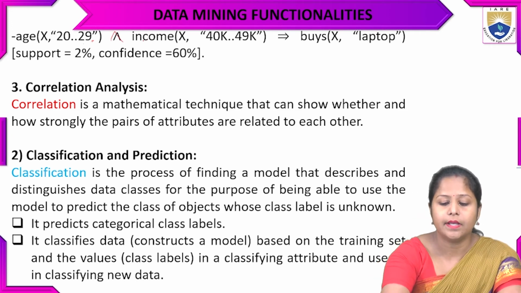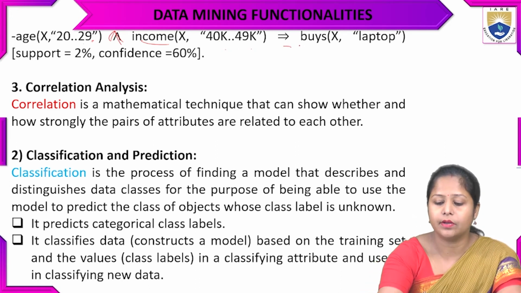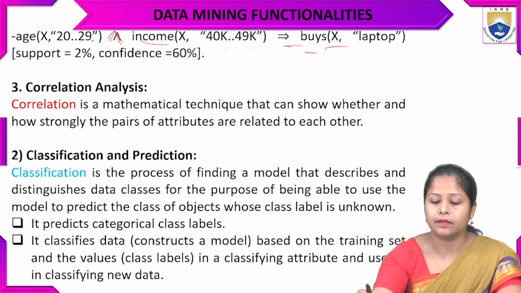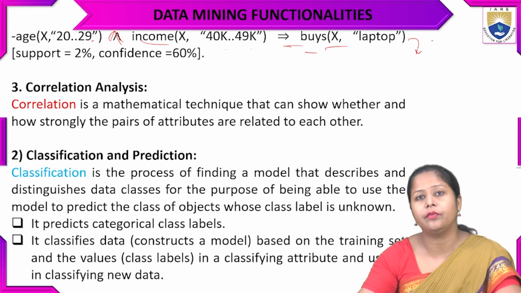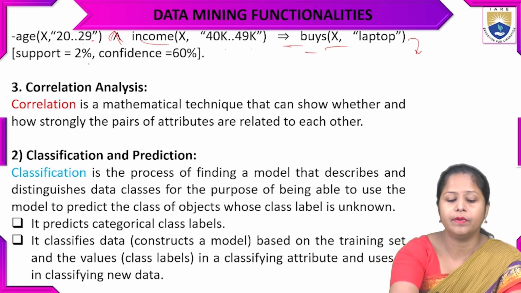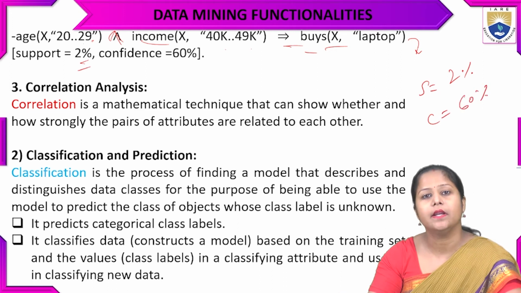That depends on income x comma 40 to 49. They both inclusion depends on the buys x of laptop. When we calculate the support from the formula and the confidence from the formula, the support we will get is 2%. The confidence we will get is 60% from this association rule, right?